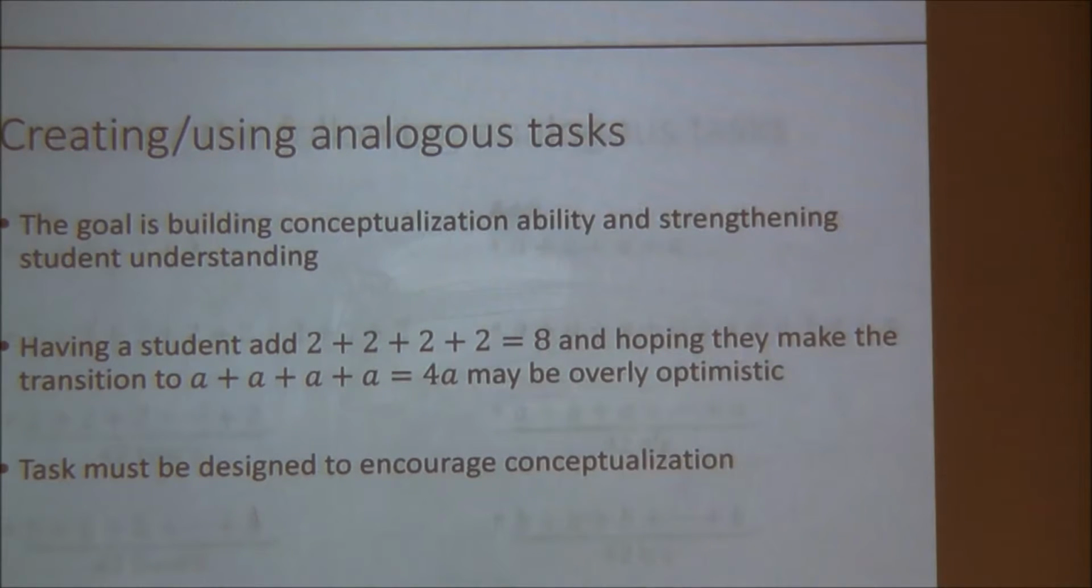Having a student add 2 plus 2 plus 2 equals 8 and hoping they make the jump to the transition to A plus A plus A plus A equals 4A, I think is a little optimistic. Right? To just line up things that look the same in arithmetic and look the same in algebra, I think is overly optimistic. We have to have two things in mind. We have to understand the underlying algebraic structure they're going to be faced with. And especially, I would think, for middle school teachers, that's intimidating or daunting.